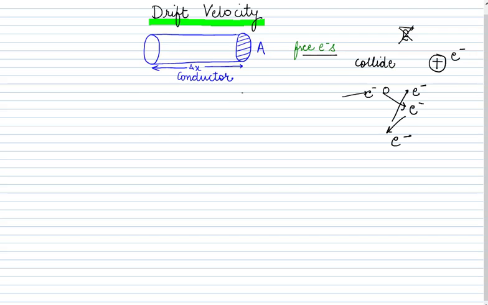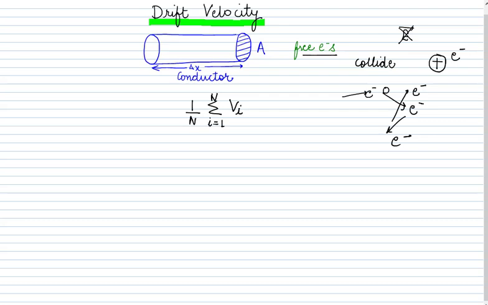So the speed is remaining the same, but the average velocity is zero. If we take the velocity of an electron as Vi, and take the average, this summation is taken over n electrons, from i equal to 1 to n. This i is not current here; it corresponds to the velocity of the ith electron. So we have considered n number of electrons.